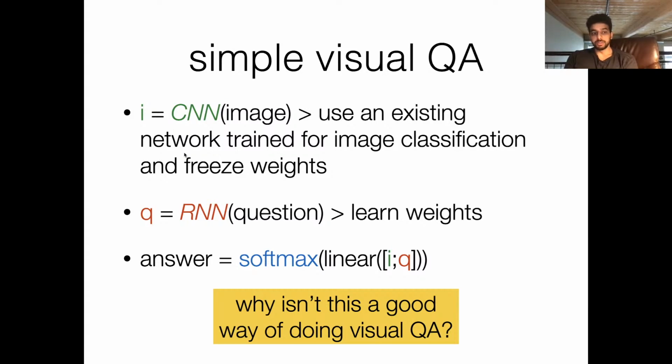But we can fuse these two sources of information much earlier in the network, which will allow us to learn essentially a contextualized representation of the image given the question, and possibly also a contextualized representation of the question given the image.